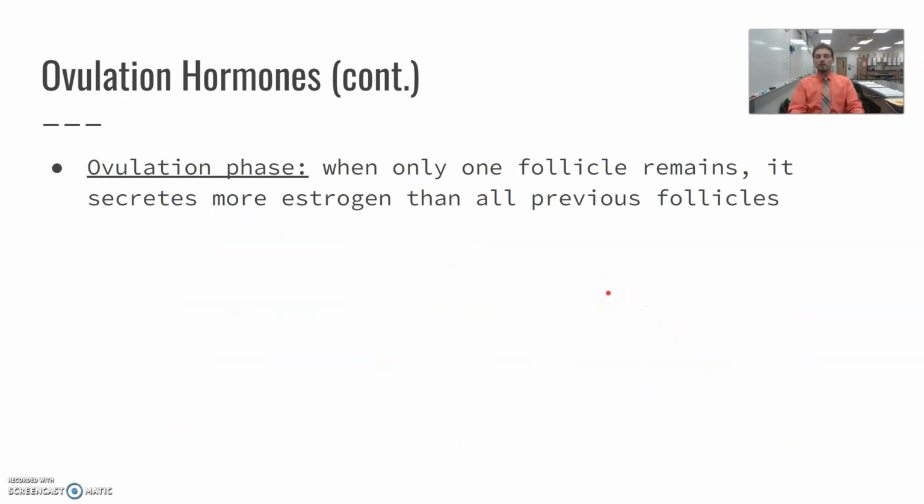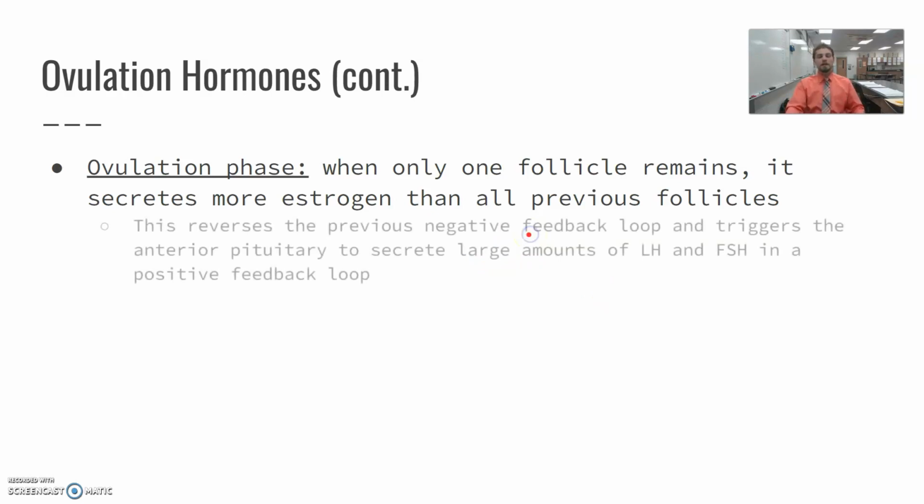After the follicular phase, you reach the ovulation phase. When there's only one follicle left, it's going to secrete more estrogen than all previous follicles had before. Basically, you have a very, very high amount of estrogen. You get an estrogen spike, essentially. At a certain point, there becomes so much estrogen that the negative feedback loop no longer takes effect, and actually it will trigger the opposite.